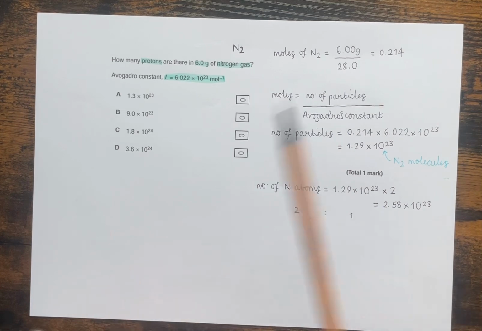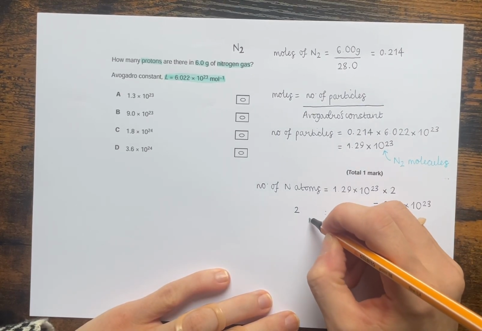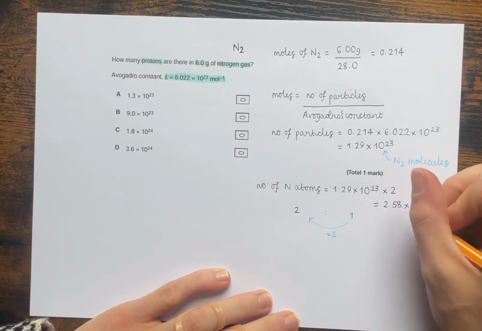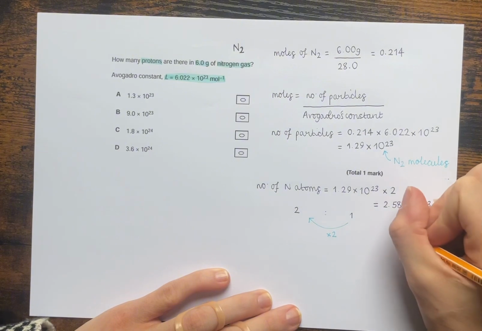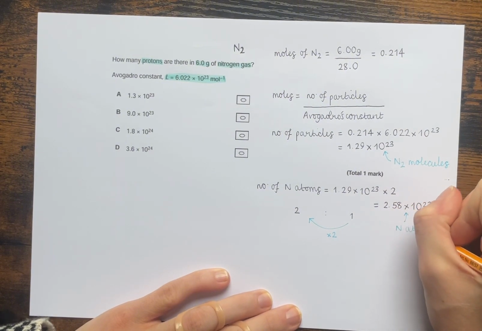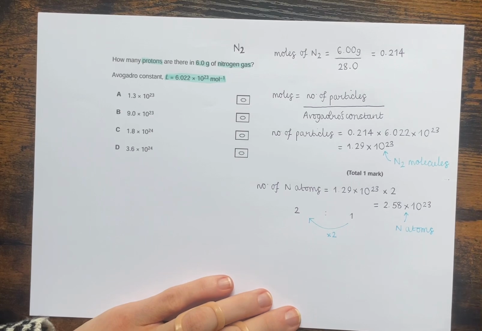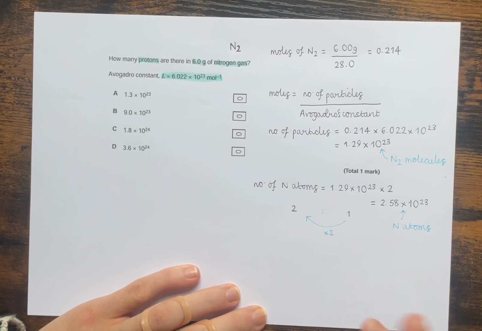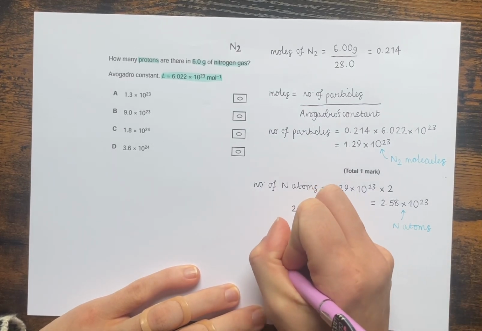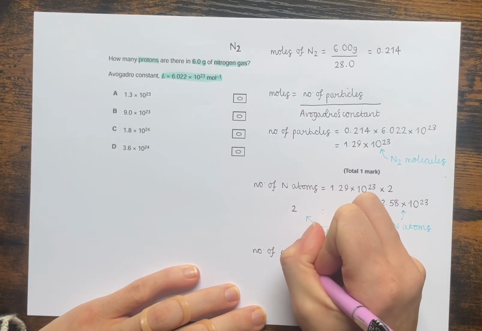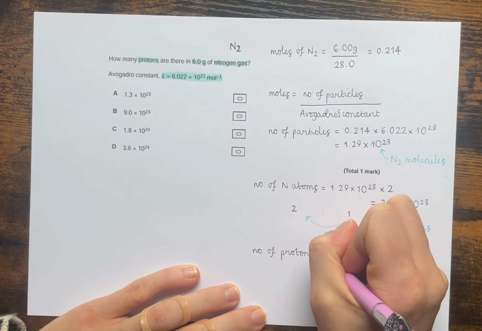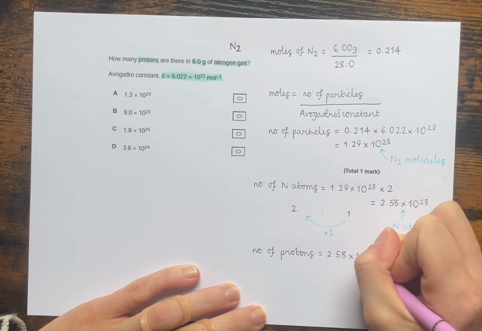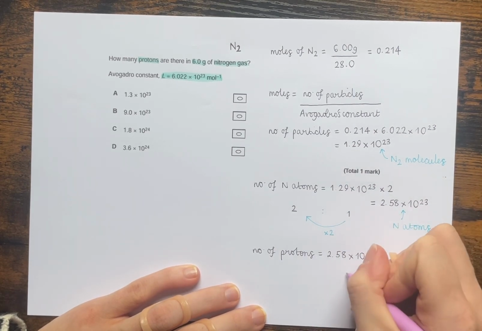So using that ratio of 1 to 2, times the number of molecules we have by 2, and we'll get the number of atoms, which is exactly what I've done there. So this number here, sorry, is the number of singular nitrogen atoms. And then we're trying to work out how many protons there are within this particular sample. So to then do the number of protons, again, if we know the number of atoms, which we do now, 2.58 times 10 to the power of 23, again, we can think about the ratio.